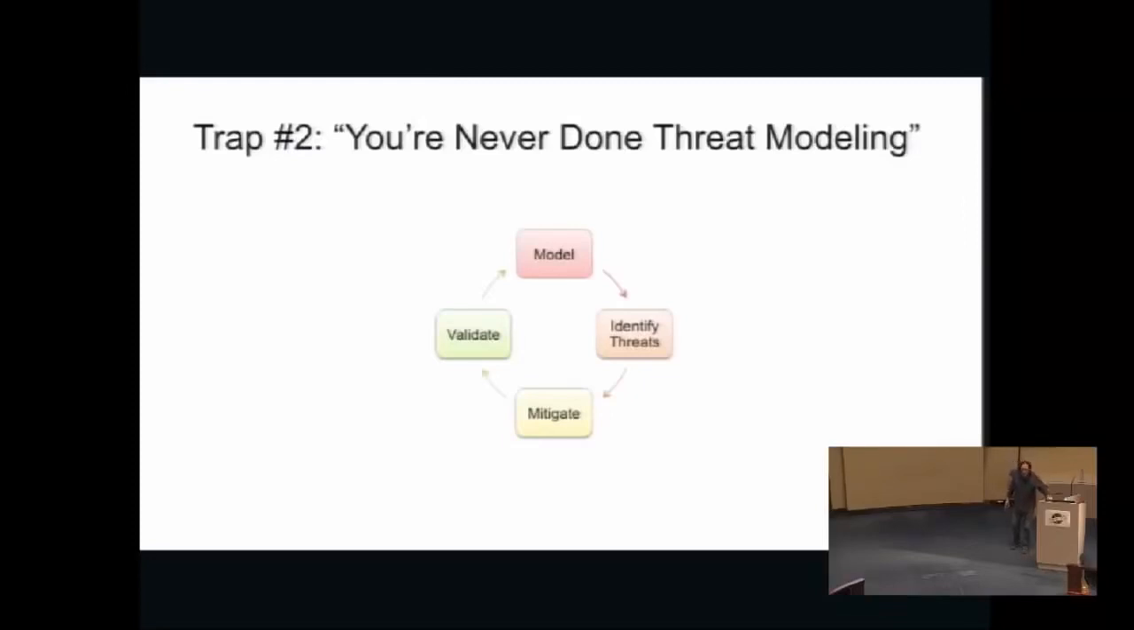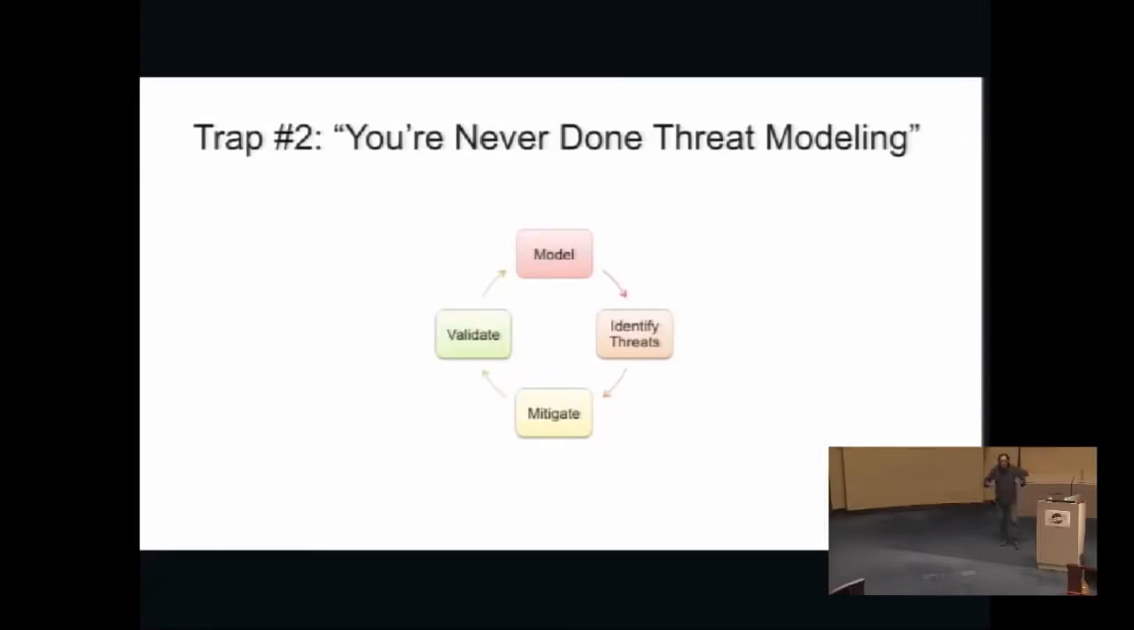The second trap is to say you're never done threat modeling. And diagrams like this, which I'm responsible for this being in a lot of Microsoft's threat modeling documentation. My friend Andy Jakewith likes to call this a hamster wheel of pain, because you get onto it, and then you go around and around and around, and you don't get somewhere useful.